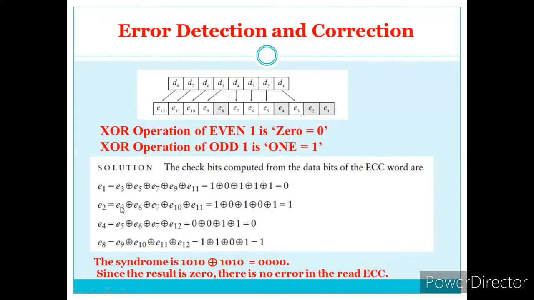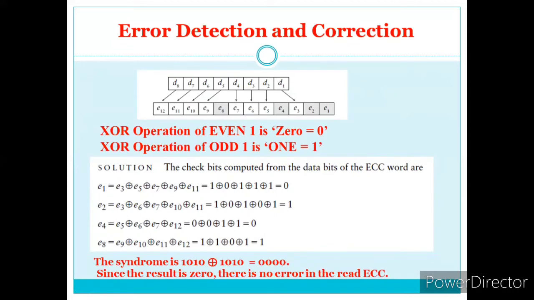For E2, it is E3, E6, E7, E10, E11 XOR operation. So it is totally 3 ones there. So it is 1. E4 is having 2 ones, so it is 0. E8 is 3 ones, it is 1. So now the result is what? 1, 0, 1, 0. Now we have to see whether there is a syndrome or not. So that is 1, 0, 1, 0 XORed with 1, 0, 1, 0. When you compare it with XOR operation, we get the result as 0. So there is no error in the given error check bits there.